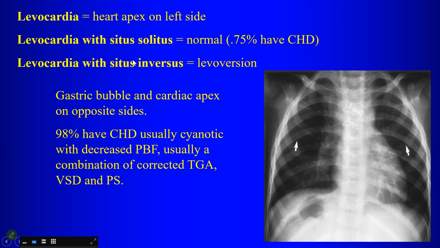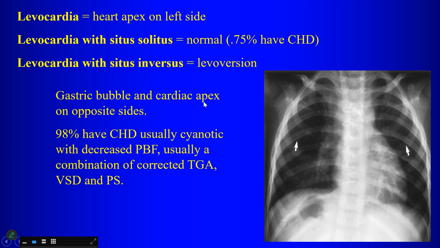Levocardia means that the cardiac apex is on the left side. We're used to seeing that, right? That's levocardia. Levocardia with situs solitus. We're used to seeing that, right? That is normal. That's what we're used to seeing. Now, if we have levocardia with situs inversus, that's a problem. Right? So the term for that is levoversion.